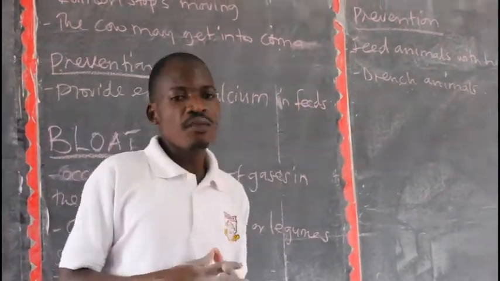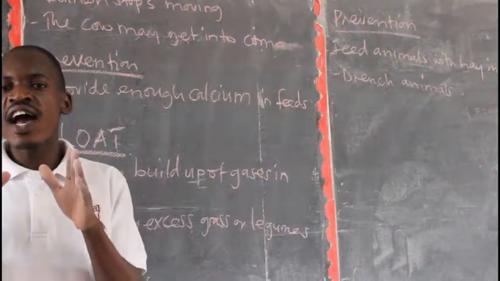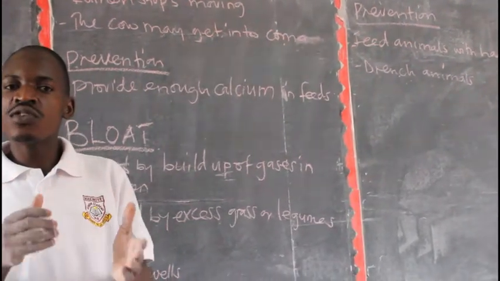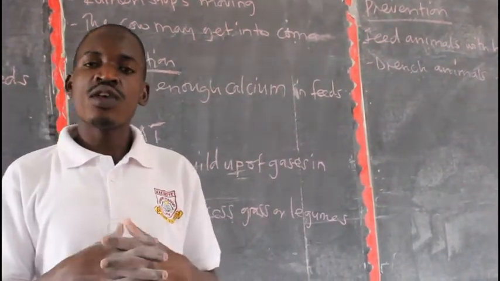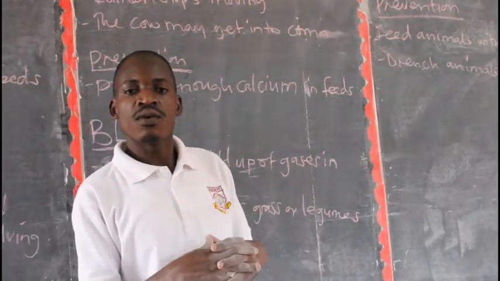Then drench the animals. I told you drenching is giving the animal liquid medicine using the drenching gun, and it is passed through the mouth.